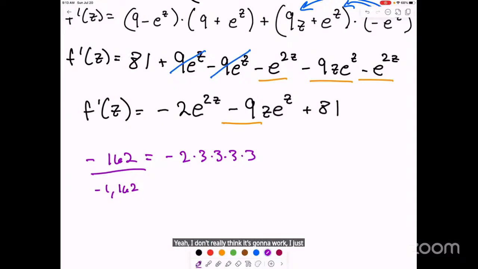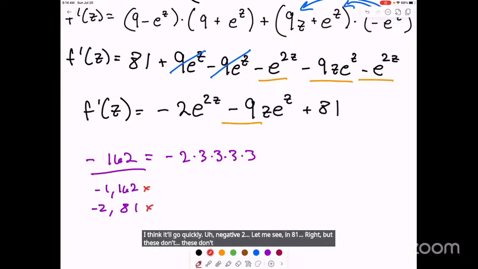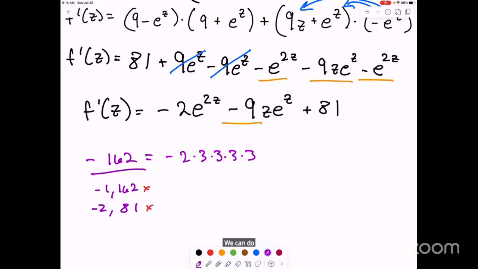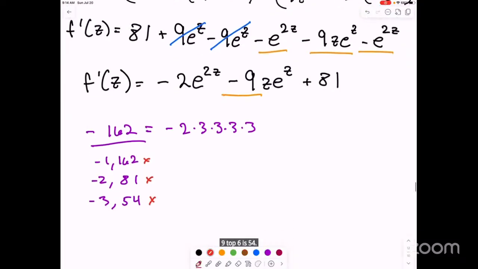I just want to check. I think it'll go quickly. -2. Let me see. And 81. All right, but these don't work. We can do 3. If we've used a 3, 9 times 6 is 54. There's no 4, there's no 5, there is a 6.